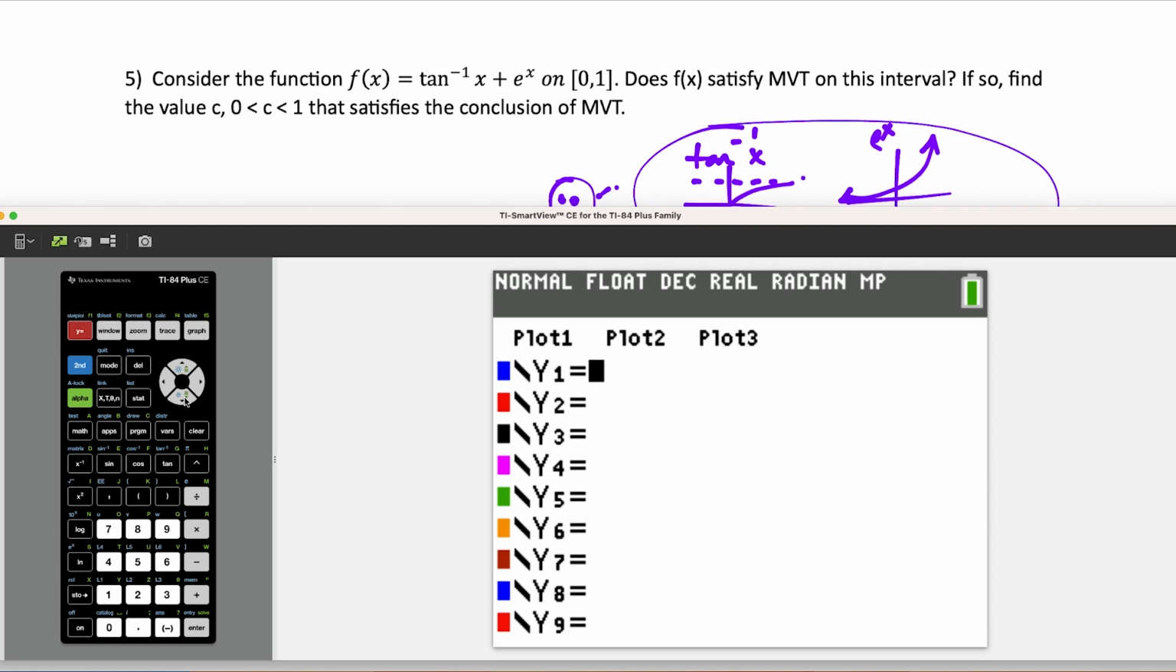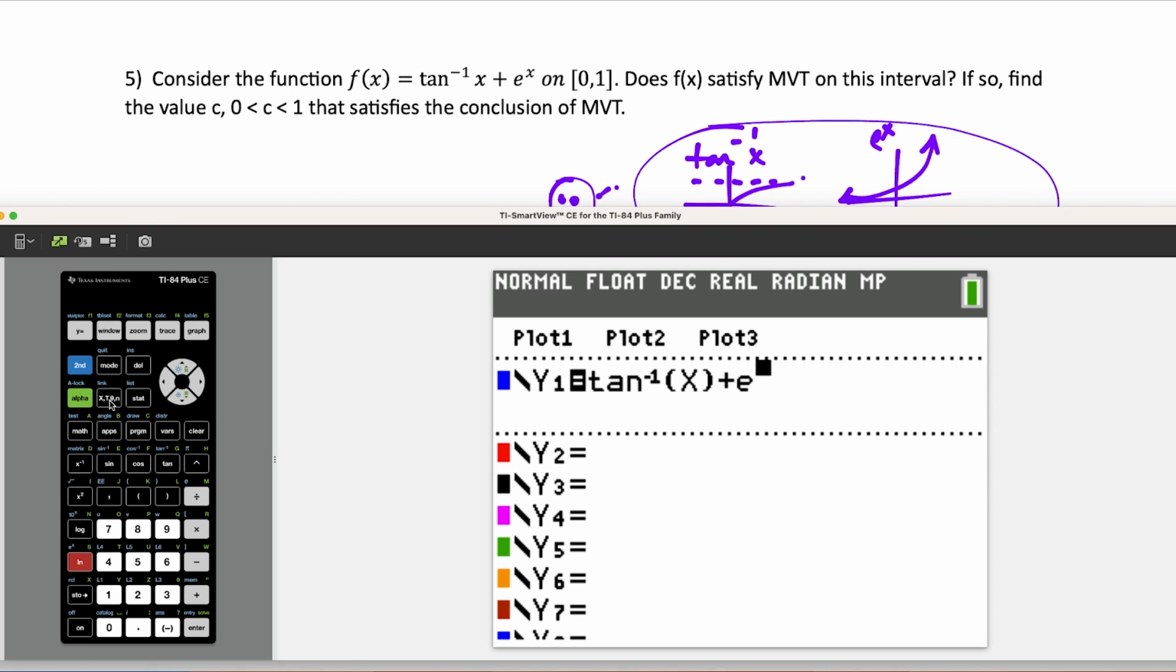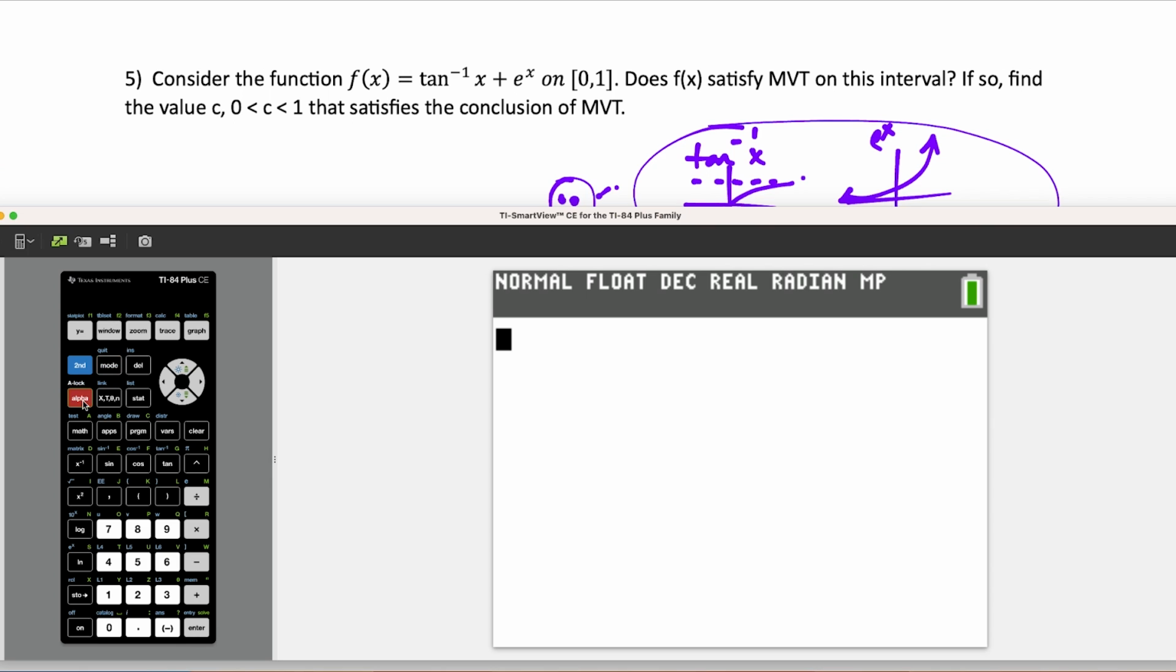We're going to go over to y equals, and we're going to type in tangent inverse, which is second tangent, and we write in tangent inverse of x. There's our variable button. And then after the parenthesis here, we have plus e to the x, which is second natural log. That pulls up e to the x, and we just input the x. So there's our function f of x.